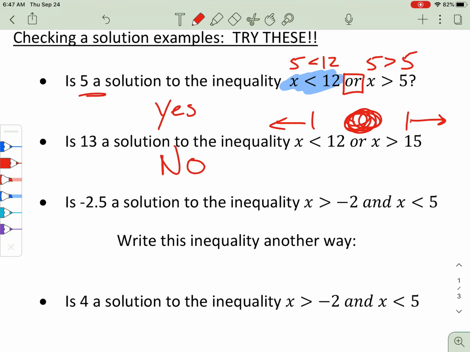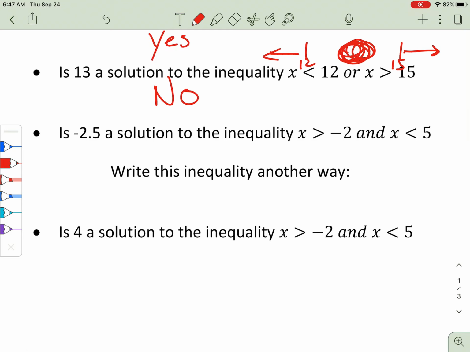Okay, is negative 2.5 a solution to the inequality x is greater than negative 2 and x is less than 5? If we go to 5, negative 2 goes this way and 5 goes this way, right? So it goes both directions, and we have this overlap. Negative 2.5, where is that? Well, that is over here, in between negative 2 and negative 3. So that's a no.